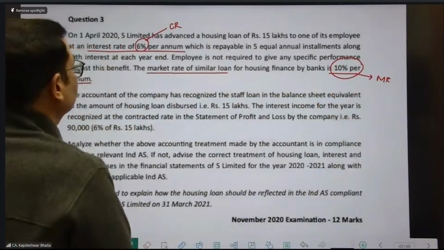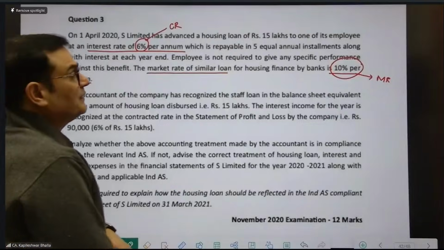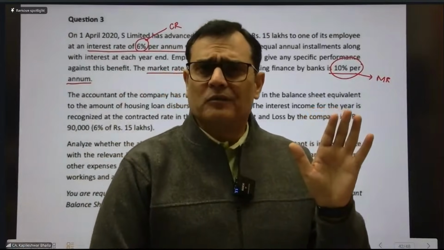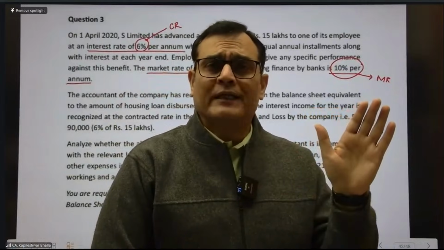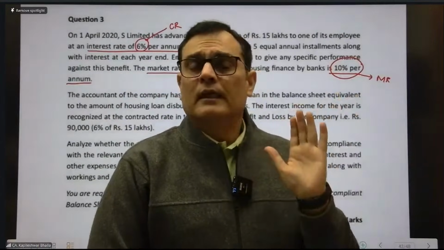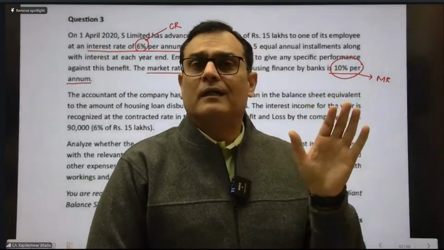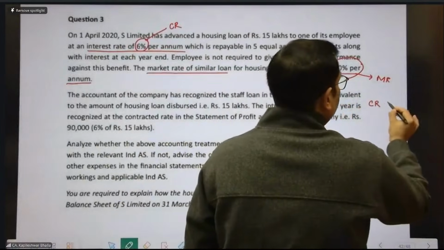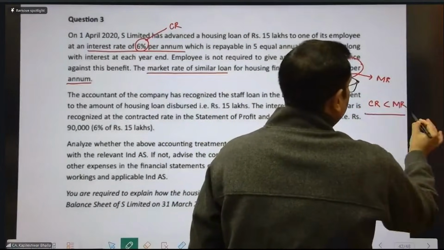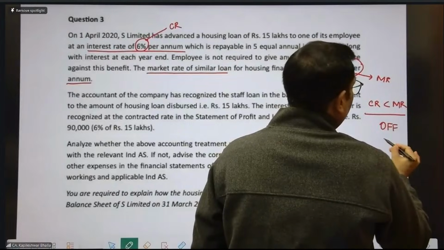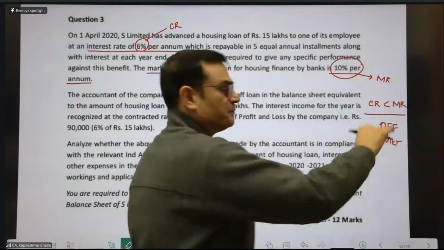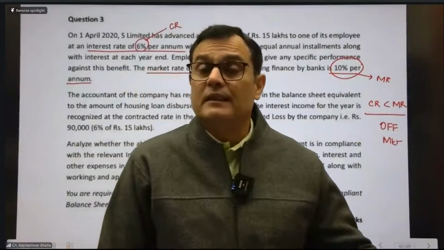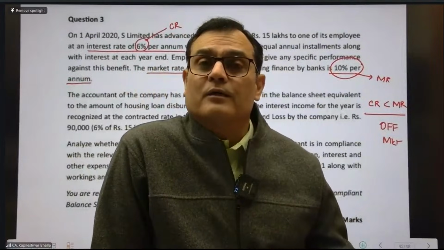So when you look at the data, the contracted rate is different as compared to market. And trust me, you're not going to see a situation where the contracted rate is more than market. No. Either it is equal or the contracted rate is less. So in this case, when you see that the contracted rate is less as compared to the market rate, it means it is an off-market transaction. And if it is an off-market transaction, the next thing to be seen is whether it is observable or unobservable.